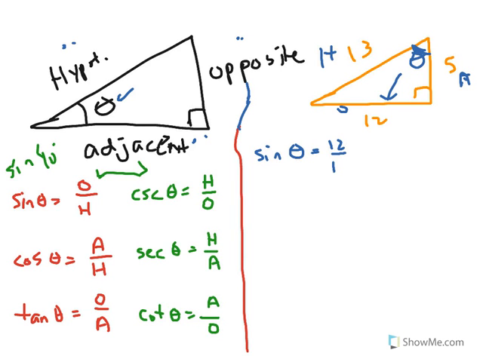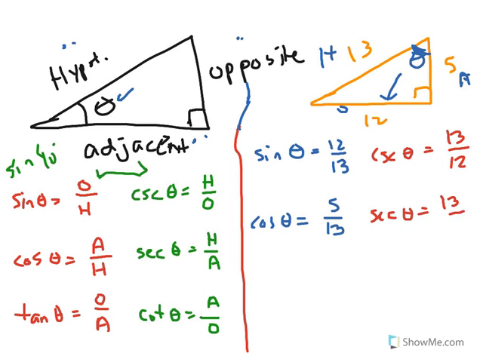Anyway, so for sine, we'll have 12 over 13. Now, if I want to do the cosecant of that same angle, all I'm going to do is just flip my fraction. So this becomes 13 over 12. For cosine of theta, cosine is adjacent over hypotenuse, so we get 5 over 13. And for the reciprocal, which is secant, flip the fraction, you get 13 over 5.